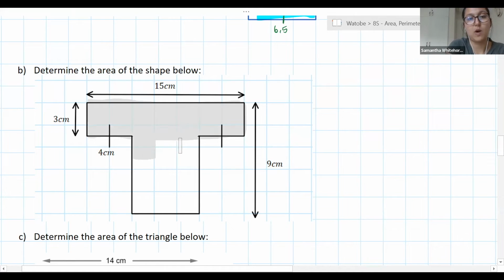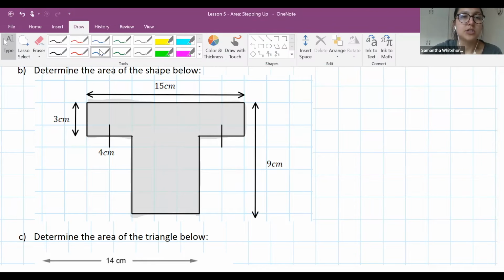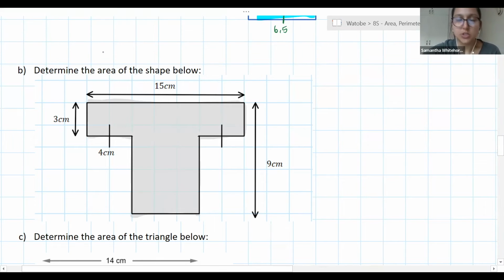Yeah, this is a wildly thick highlighter, but anyways. So this shaded bit, that is what I want the area of. Now, this isn't just a rectangle or just a square. It's a complex shape that I'm working with.